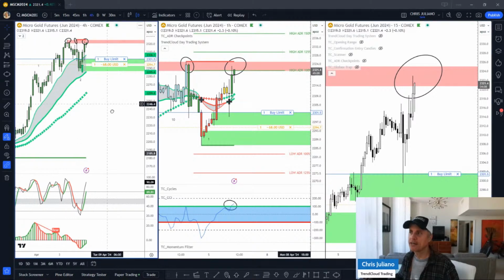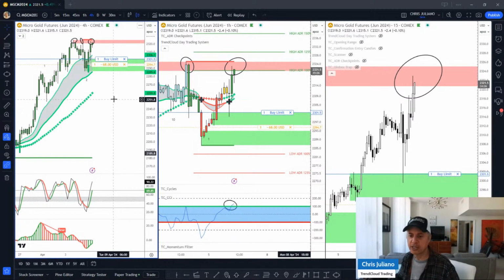Keep looking at TrendCloud. Put that perfect trade up on the wall somewhere. Look at it every day.